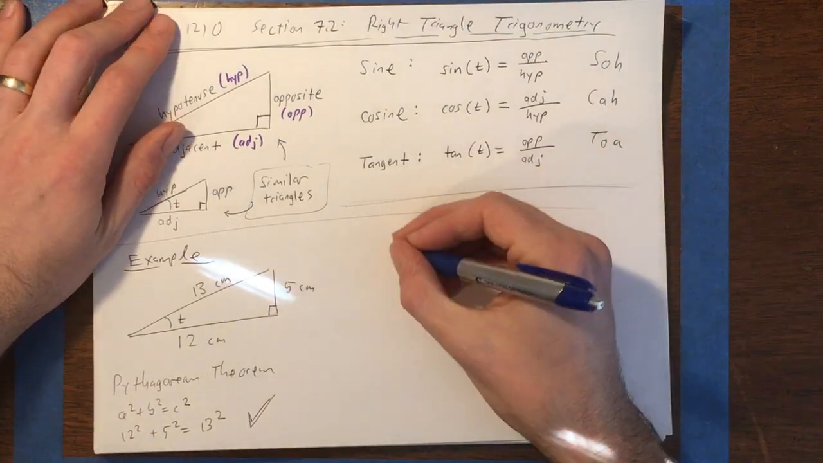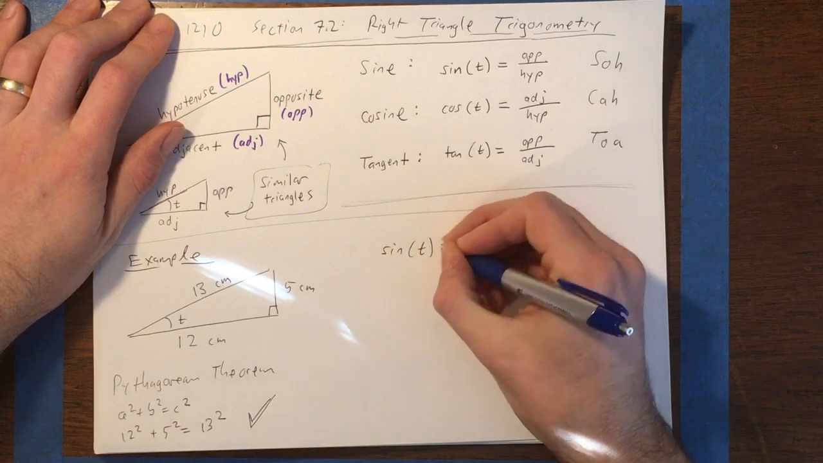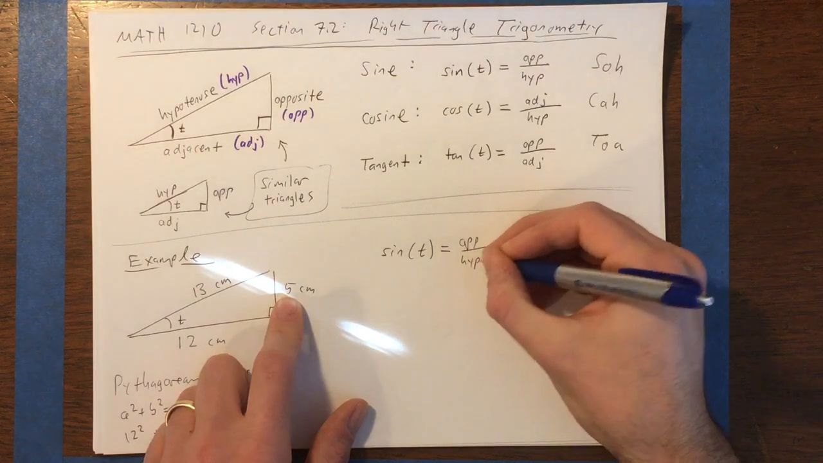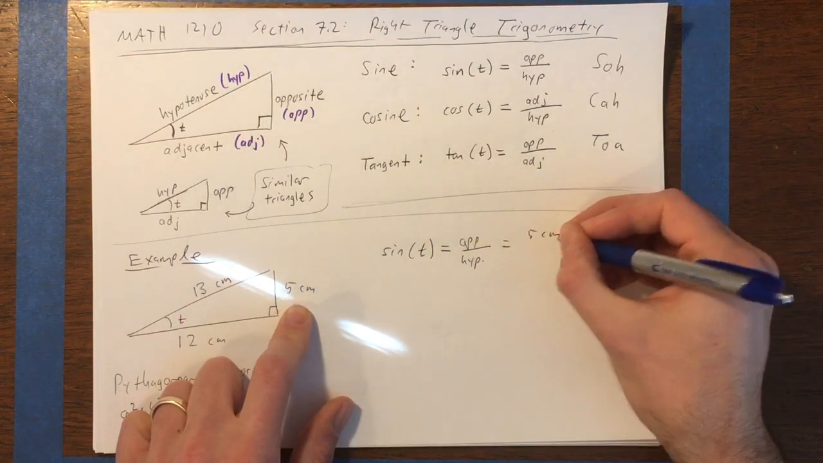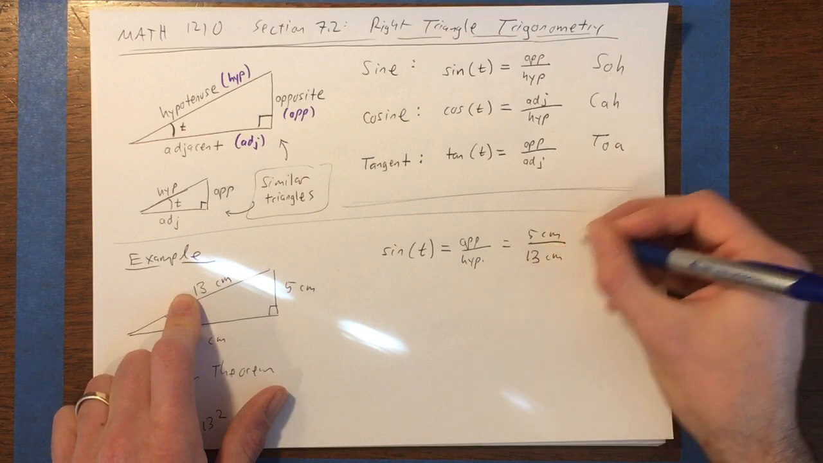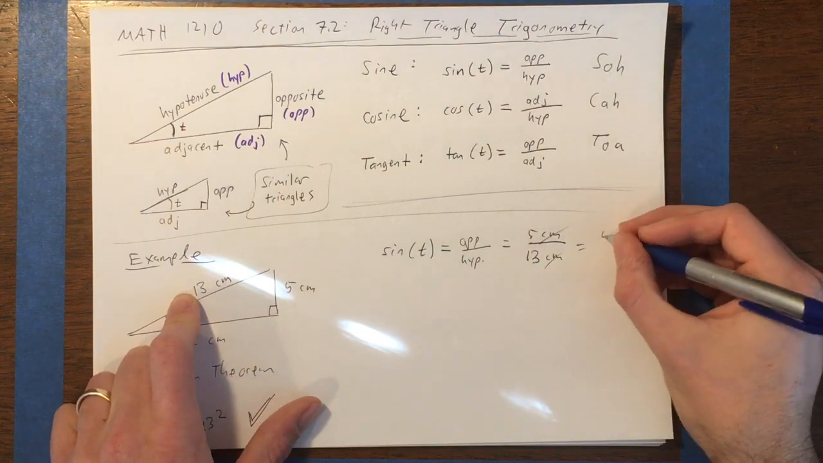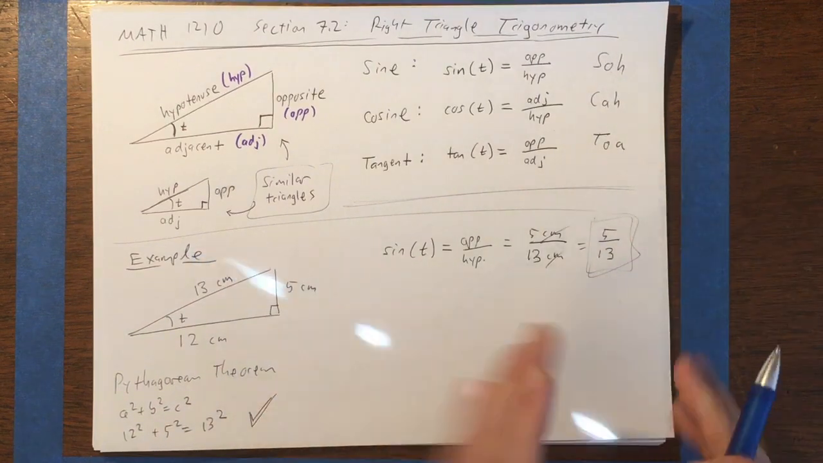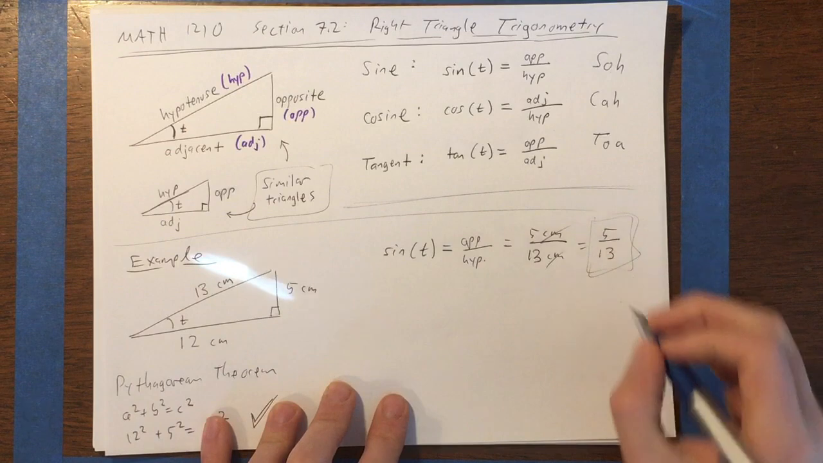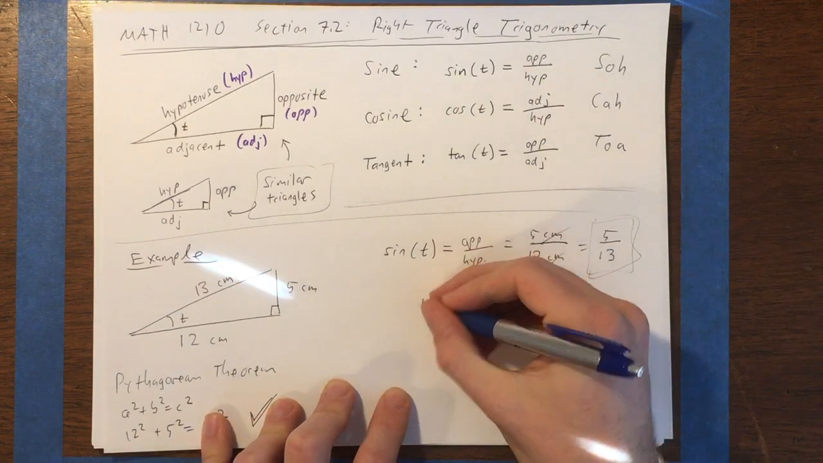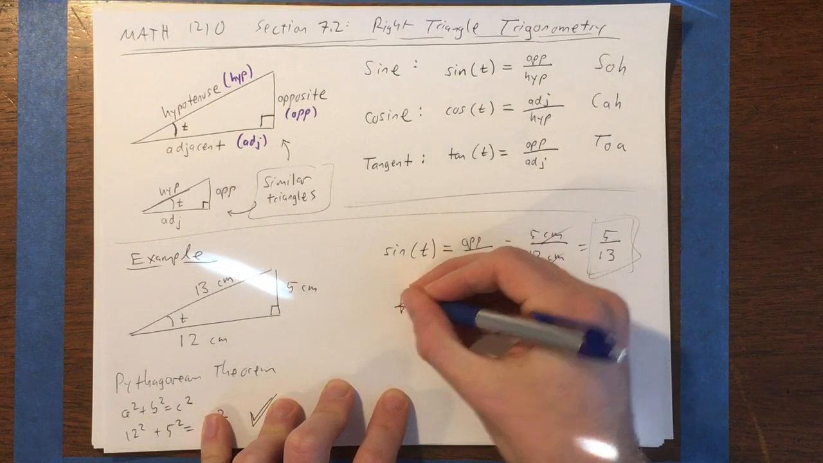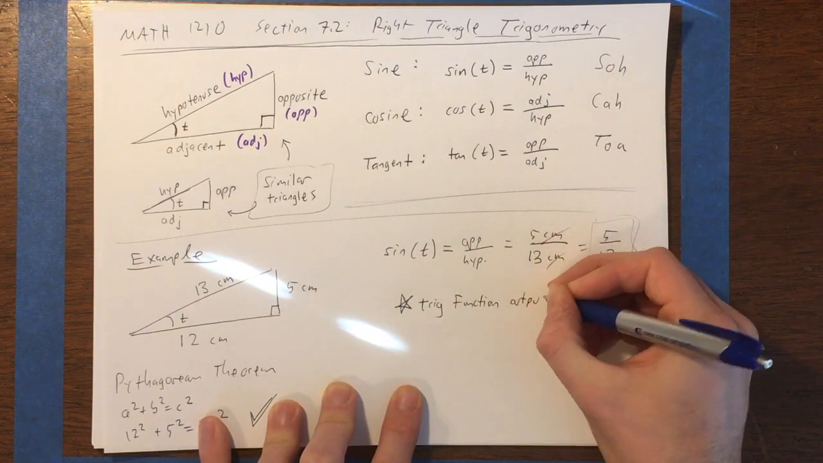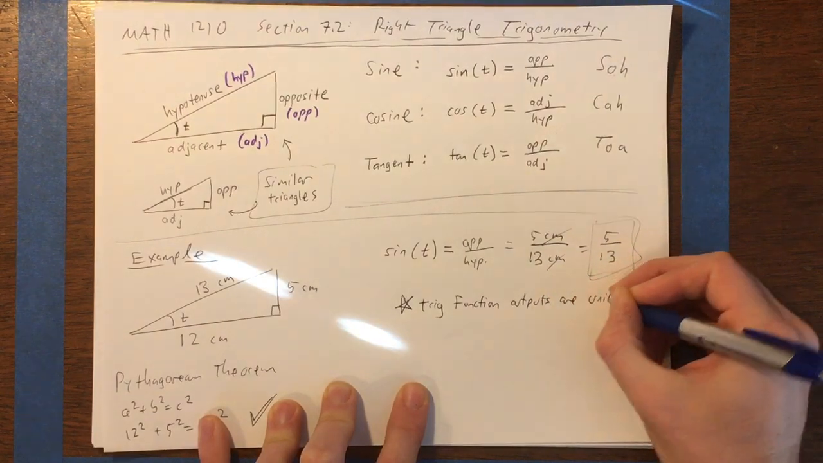So now with this triangle, we can calculate the sine of the angle t. The sine of t is the opposite divided by hypotenuse, which is going to be 5 centimeters divided by 13 centimeters. You notice the unit cancels out, and we get 5 over 13. So the output of a trigonometric function is a number, which is again unitless, kind of like radians. So here is an important point to remember. Trig function outputs are unitless.